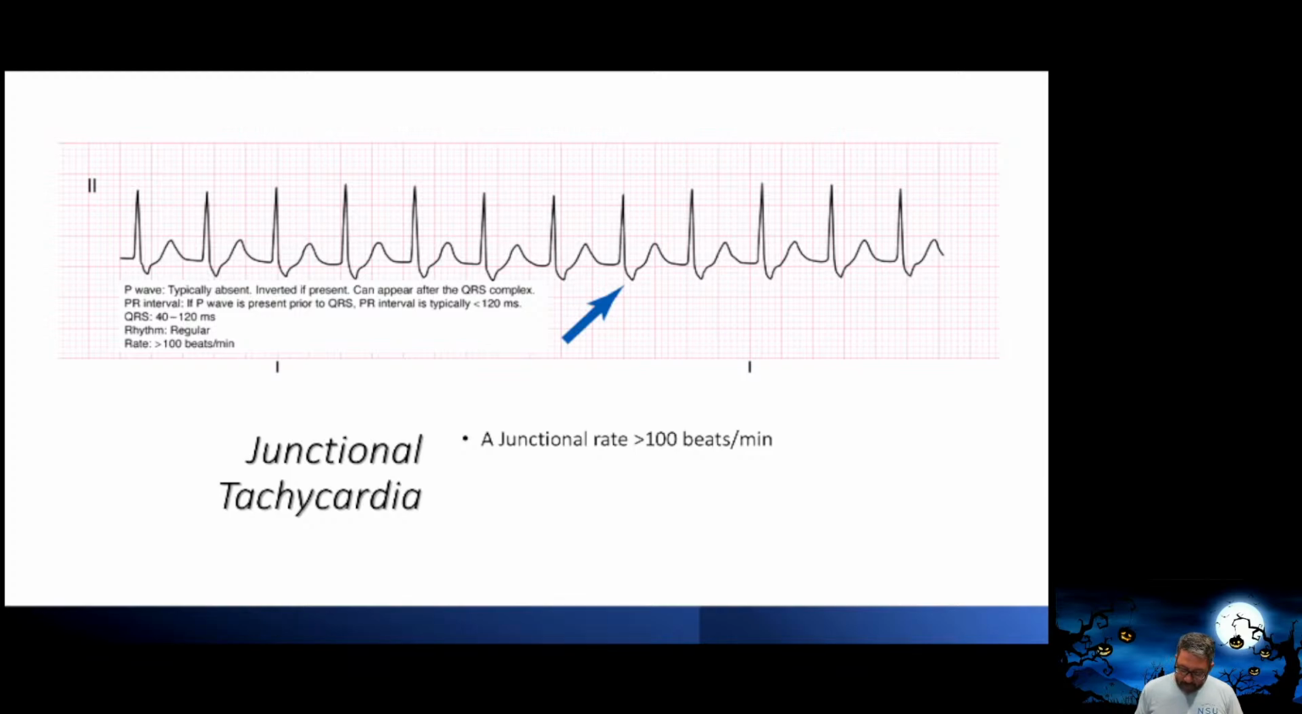Junctional tachycardia, same thing. And now you actually can see that P wave peeking in here after that QRS complex. So that is a junctional tachy. Again, it's a junctional rhythm. It's just got a heart rate above 100. This is not really positive. This is blended in the ST segment, and it's giving you the illusion of looking that way. But it won't be positive because it's coming from a different area.